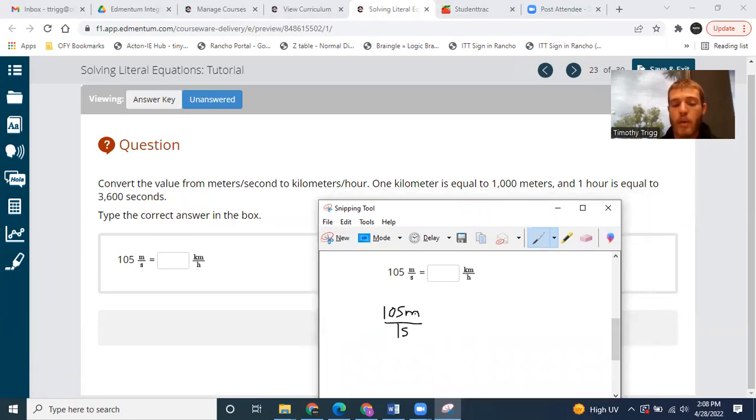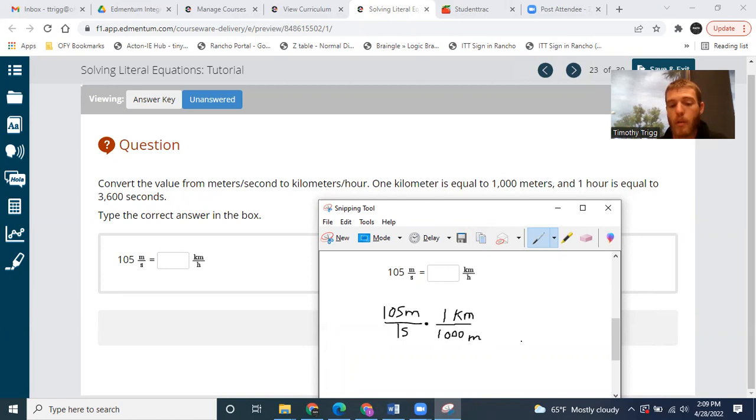So first, we need to change from meters to kilometers. They're both types of distance, but we want to change from one type of distance, meters, into another type of distance, kilometers. Now, it says here that 1 kilometer is equal to 1,000 meters. So what we're going to do is multiply by a ratio with meters and kilometers. So 1 kilometer, 1 km, is equal to 1,000 meters.